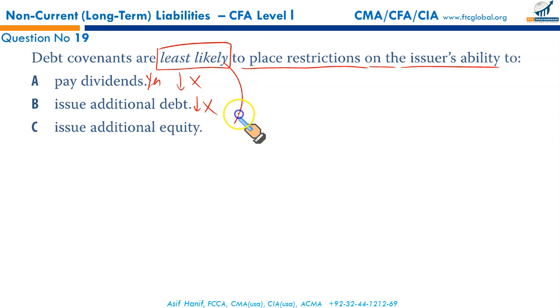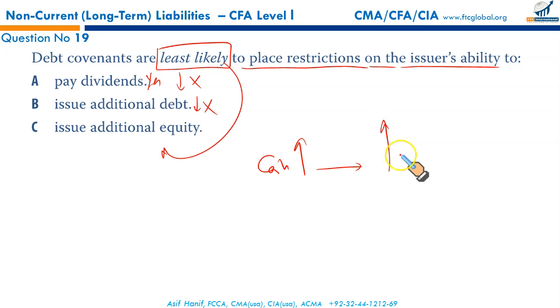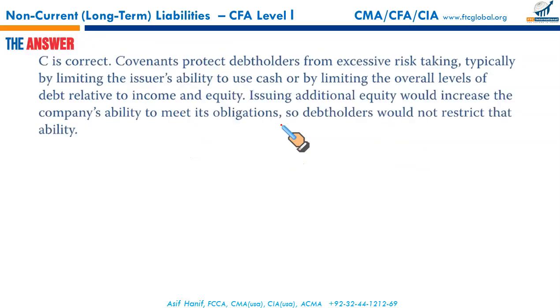Which one is least likely to be restricted? This one. Because issuance of additional equity will bring in more cash. When more cash comes in, the ability of the issuer to meet obligations increases. So this is something that is least likely to be restricted, because this eventually goes in favor of the bondholders. So this is least likely to be restricted. C is the right answer.